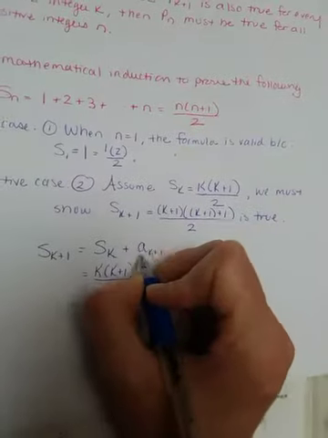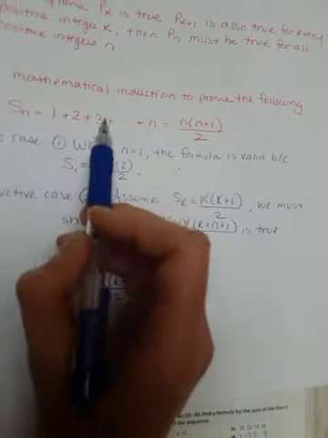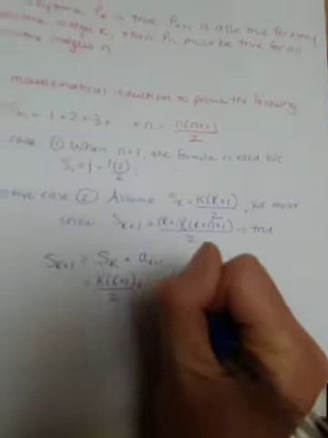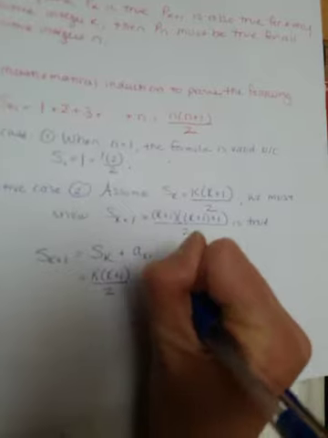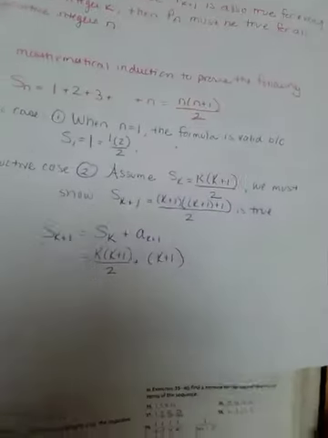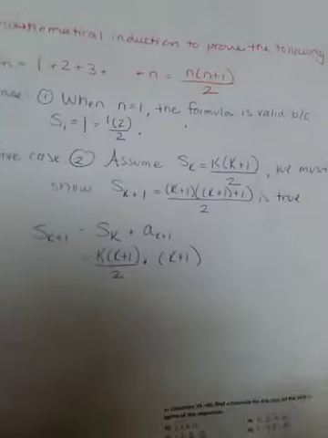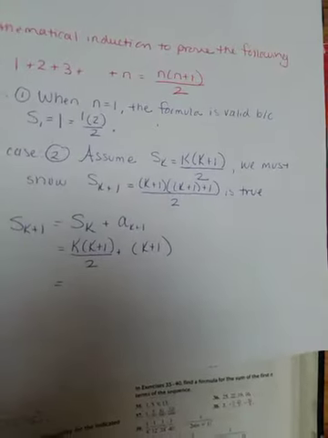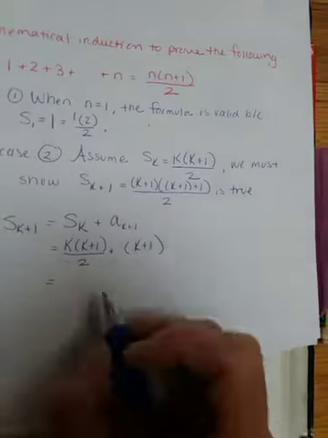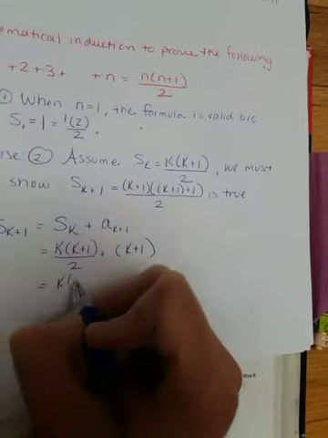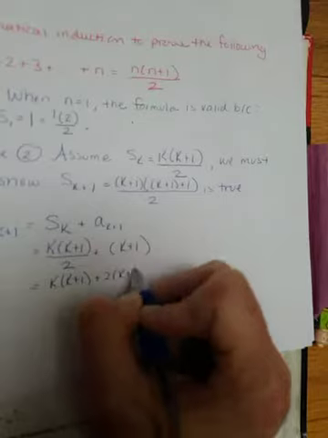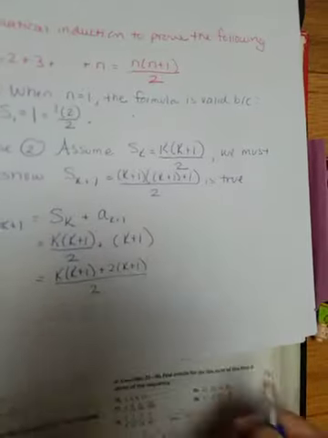And then what is the A sub k plus 1 term? Well, that's just this is the first term, the second term, the third term, the nth term. So A sub k plus 1 is just k plus 1. All right. So now it's just a bunch of arithmetic. So we have basically two fractions that we need to combine together here. So I would have k times k plus 1 plus 2 times k plus 1 all over 2.